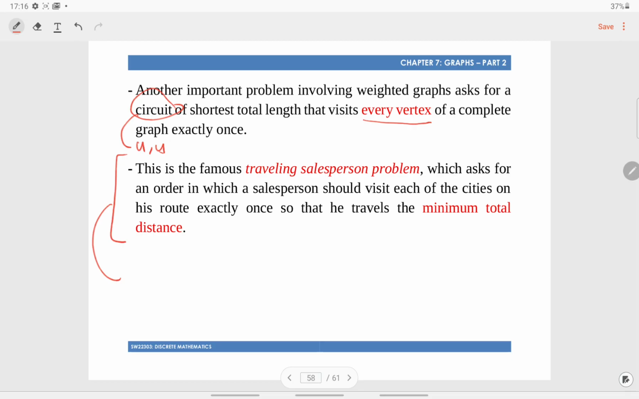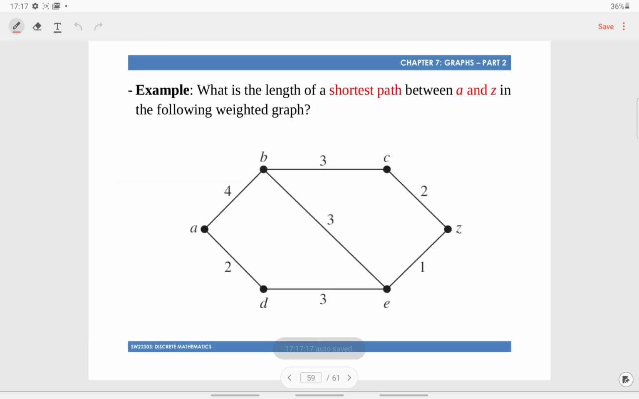Actually, this is one of the real life problems existing in courier services. For example, nowadays we are using Shopee, Lazada, and so on. For courier services, of course, the courier company wants to minimize the cost. To minimize the cost means the company wants to find the shortest path to deliver all the items. So that is an example of a real life application of this problem.